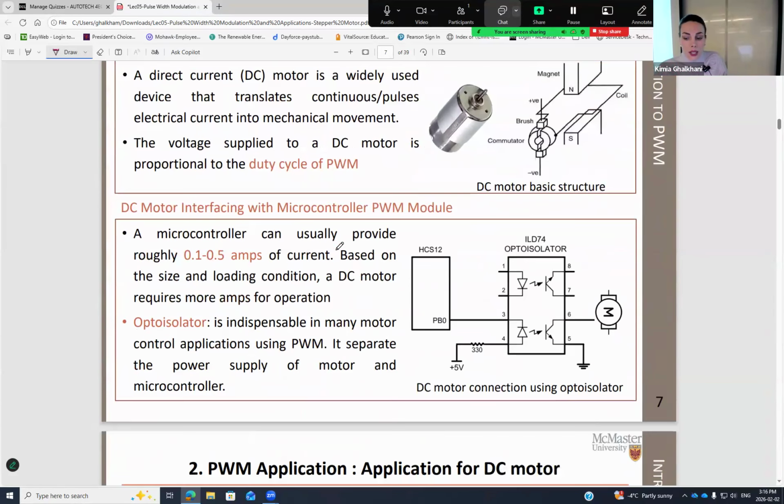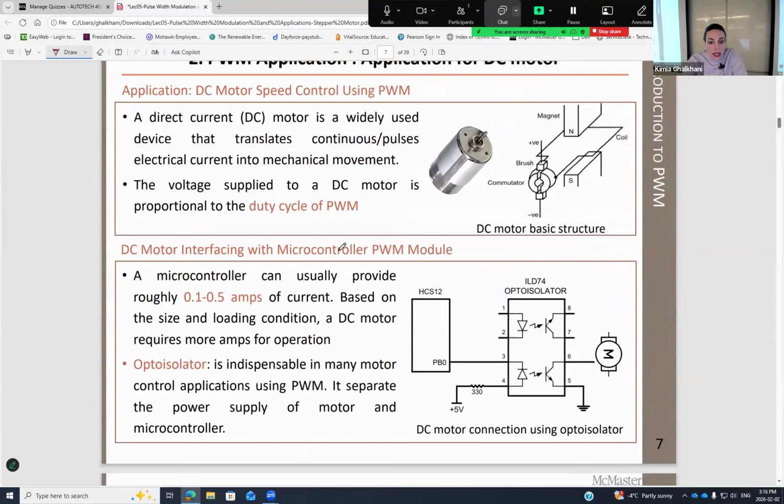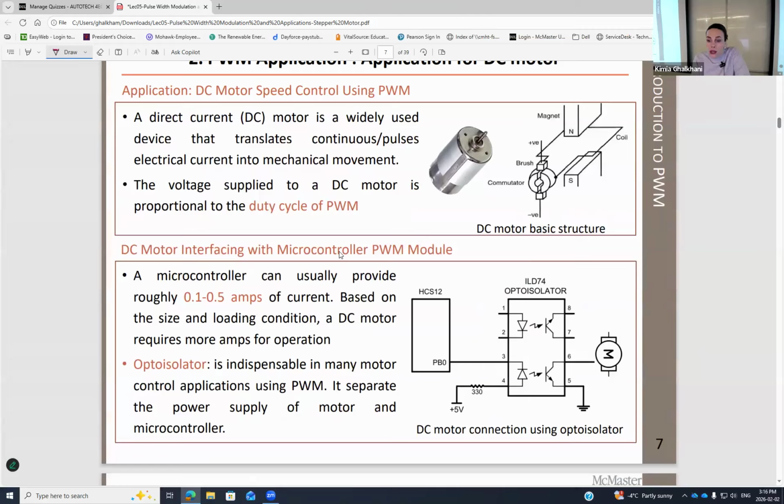Now, let's look at this one. Here you can see that we are going to control the speed of a DC motor, as I said in the lab. So I'm going to look at this example to show you what it means. This one is the basic structure of a DC motor, right? DC motor, or direct what? Current, right?